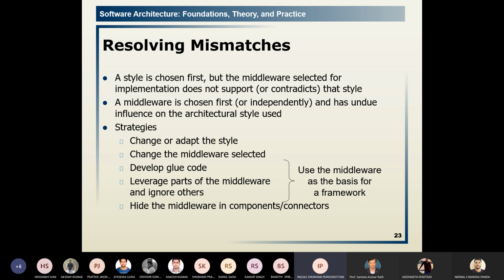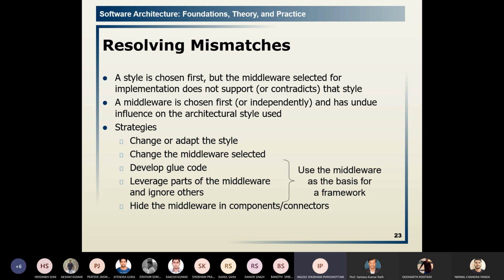The next point is resolving mismatches. Now we will see what mismatches can happen by selecting a middleware. The first mismatch: a style is chosen first, but the middleware selected for implementation does not support or contradicts that style. So the middleware which we have chosen is not supporting the style.